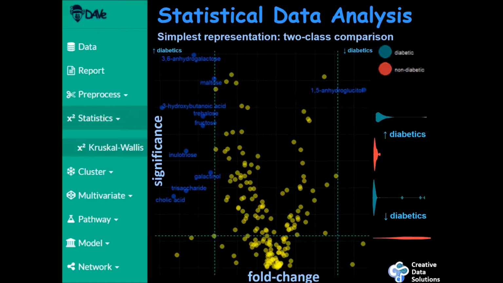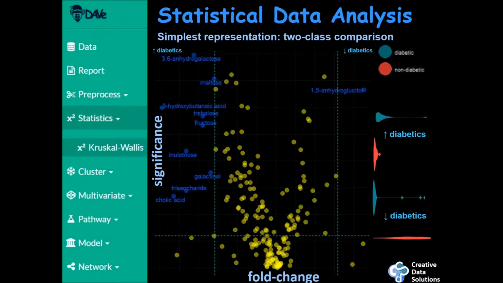This is a univariate test that we do for each variable one at a time, but now we're showing all of these results together in the form of this volcano plot. What you see on the x-axis is the fold change difference in the circulating metabolite levels between diabetics and non-diabetics.